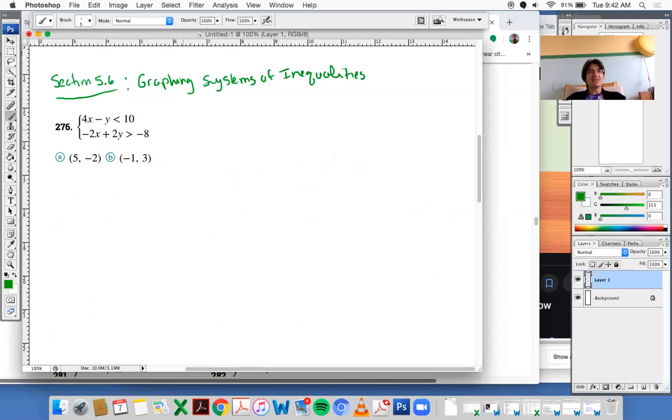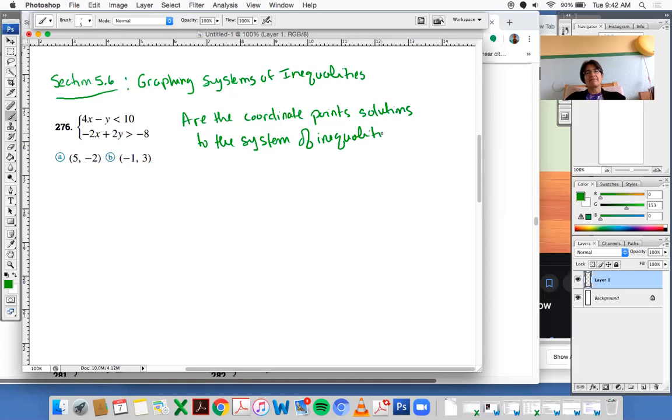Okay, so the direction here says: are the coordinate points solutions to the system of inequalities? Whenever you're checking solutions, you plug things in. Here I'm given two choices. We want to check both of them. So let's do part A.